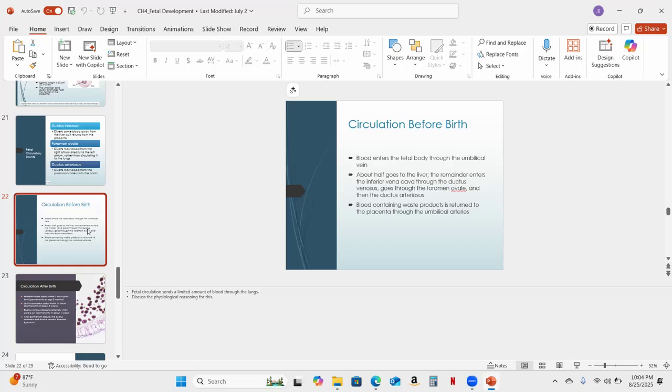So the blood enters through the umbilical vein. About half goes to the liver. The remainder enters the inferior vena cava, which goes up through the ductus venosus, goes through the foramen ovale, and then the ductus arteriosus. So blood containing waste product is returned through the arteries.